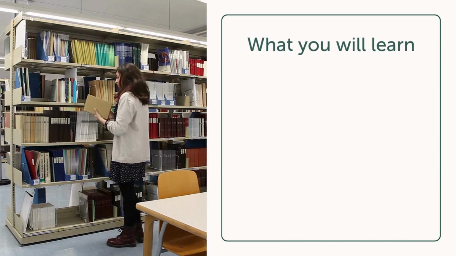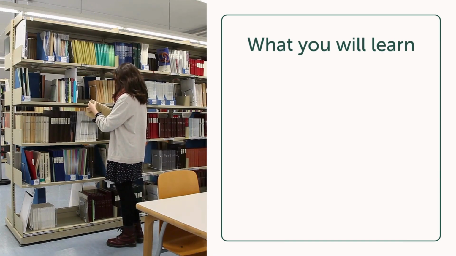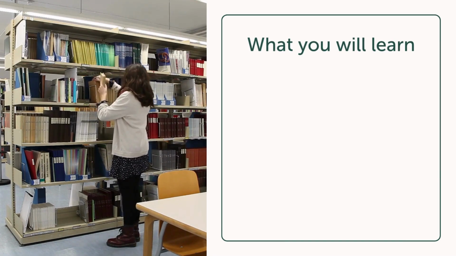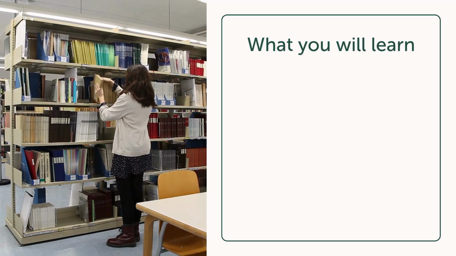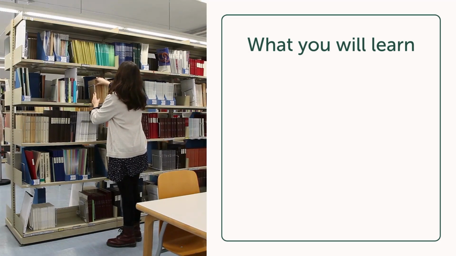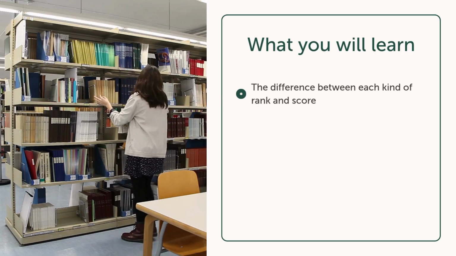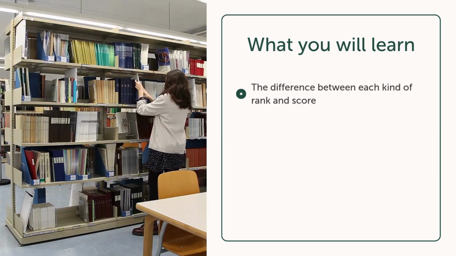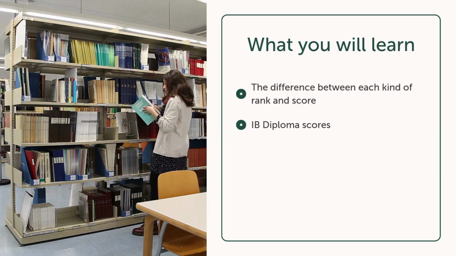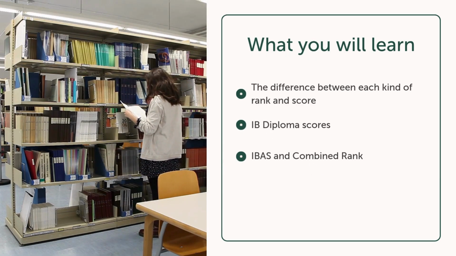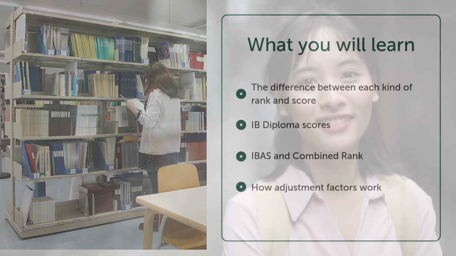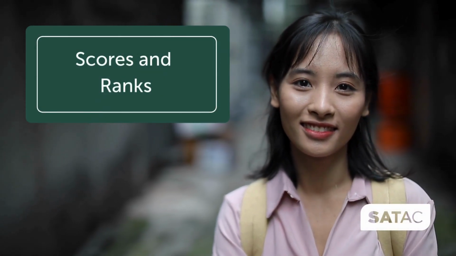In this final video of the series for IB students, we're going to be talking about the topic that we get the most questions about at SATAC, Year 12 scores and ranks. We're going to start with what each of the main scores and ranks are and how they're calculated. We're talking about the diploma score, the IBAS, and your combined rank, as well as how adjustment factor schemes are applied. So let's start with the diploma score and the IBAS.